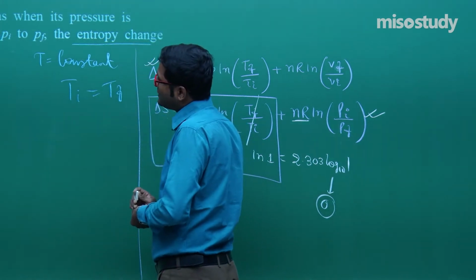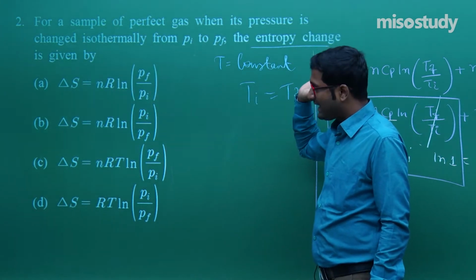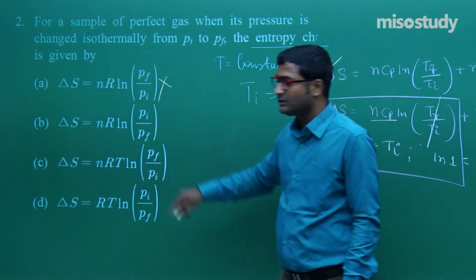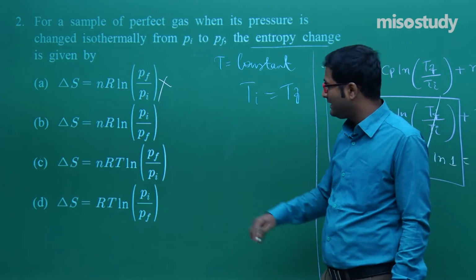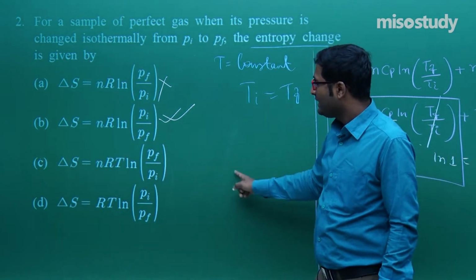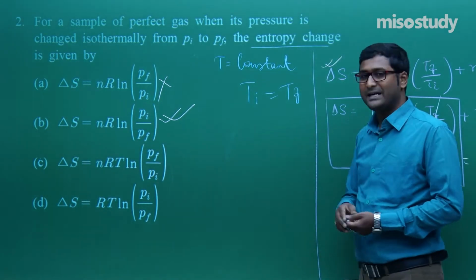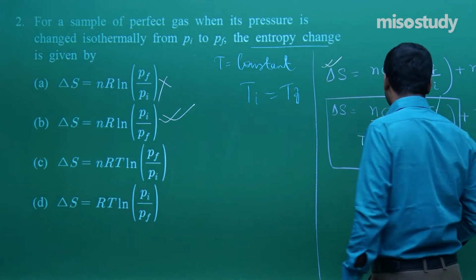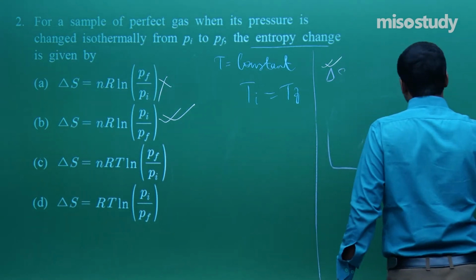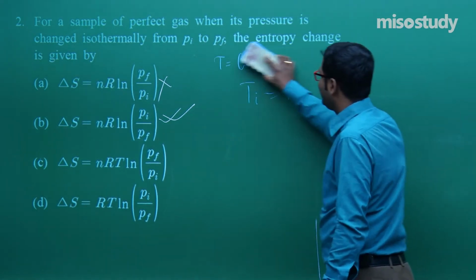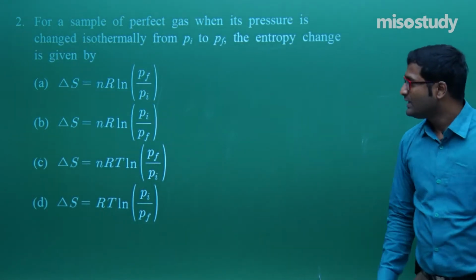Now check out which option is correct. Delta S equal to nR ln P final upon P initial. No, this one is not the correct option. Now here delta S is equal to nR ln P initial upon P final. Yes, this one is the correct option. Clear? So for this question, option B is the correct option. This is a completely theory-based question. In the NEET examination, questions generally come from theory. No need to calculate the question, just follow the simple trick and trend, then you can easily solve such kinds of questions. Clear, friend? Now let's move to the next question.